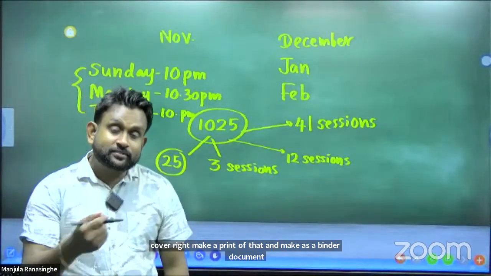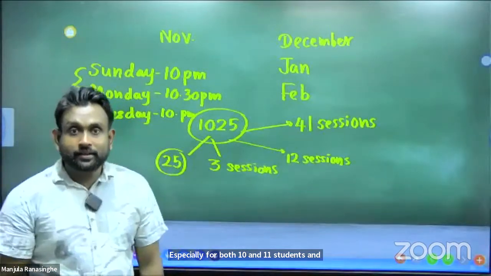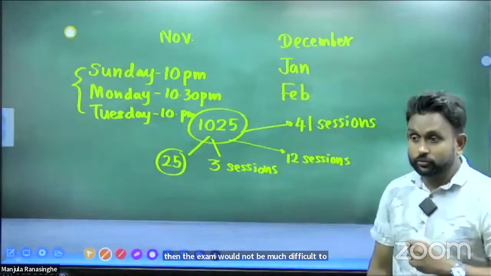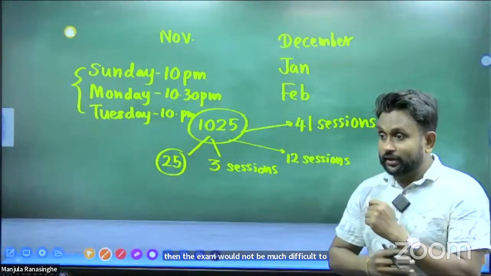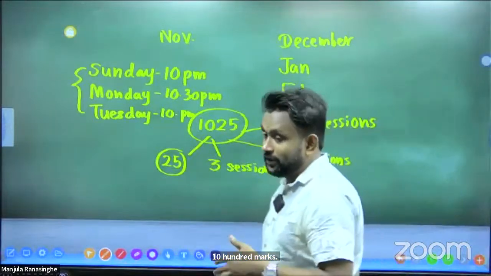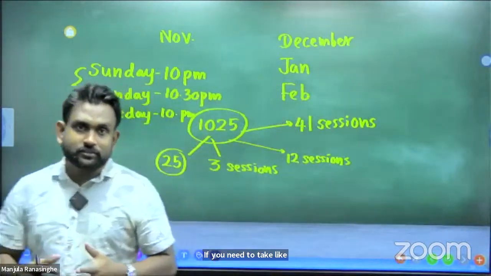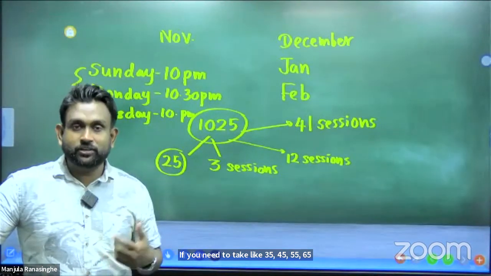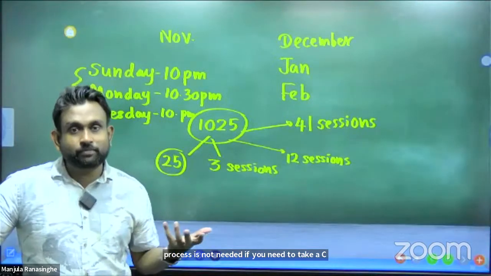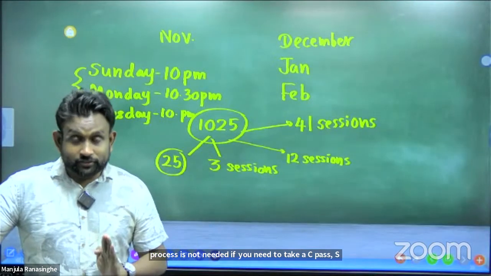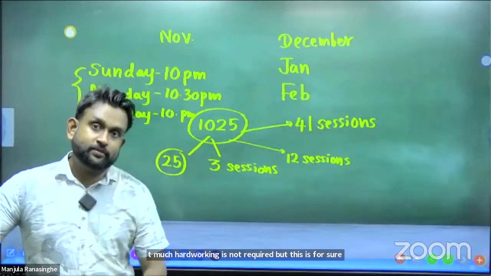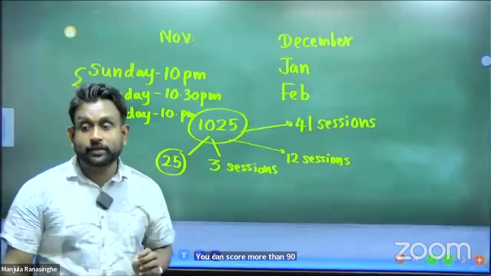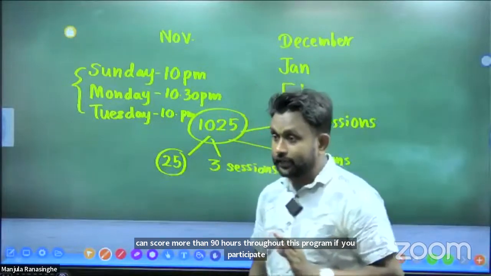And then at last, after this many questions I did, the exam would not be much difficult to you, right? So this focusing is to obtain 100 marks. If you only need to take 35, 45, 55, 65, this kind of process is not needed. If you need a C pass or S pass, not much hard work is required. But this is for a sure A pass, a solid A pass. You can score more than 90 throughout this program if you participate and do the work correctly.